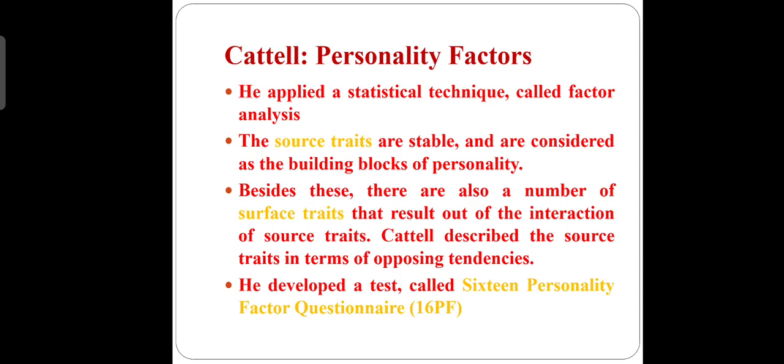Cattell described the source traits in terms of opposing tendencies. He developed a test called the 16 Personality Factor Questionnaire, 16 PF, and identified various kinds of traits, like emotionally stable, dominance, positive character, various kinds of traits.